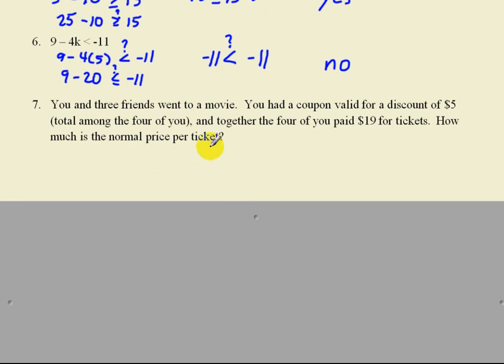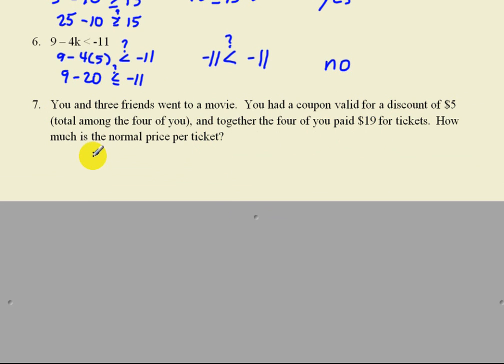Number 7, you and 3 friends went to a movie. So you and 3 friends mean there are 4 people all together. You had a coupon valid for a discount of $5. That's a total discount, not per person, but for the whole group of you, you get $5 off. And together the 4 of you paid $19 for tickets. How much is the normal price per ticket?